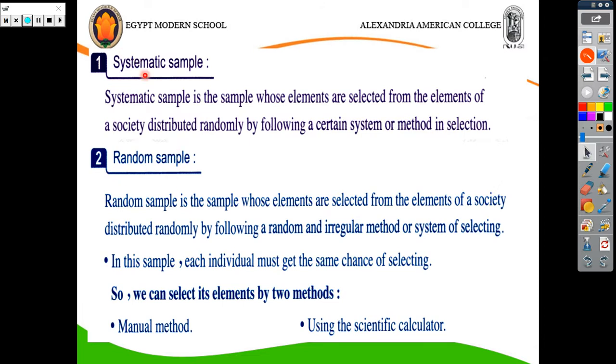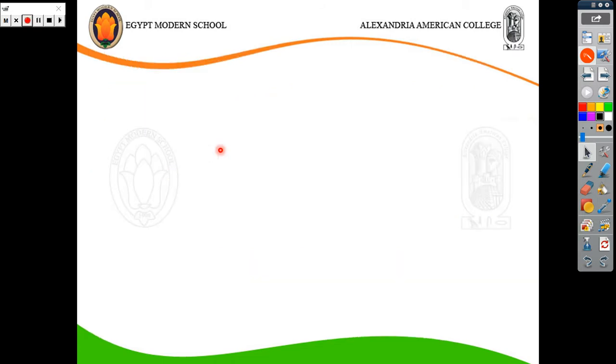Systematic: we take our sample by a certain system or a rule. For example, we are in a factory and we have boxes, and I want to take samples. I will take the carton number 1 and 5, 10, 15, 20, 25, 30 and 35 and so on. We have a system here. Random: I will take any cartons, for example number 2, number 11, number 7, number 13, any carton. Okay, this is Lesson 1.